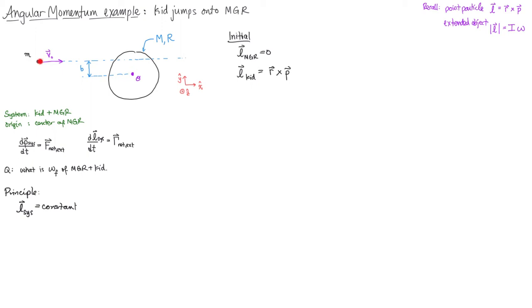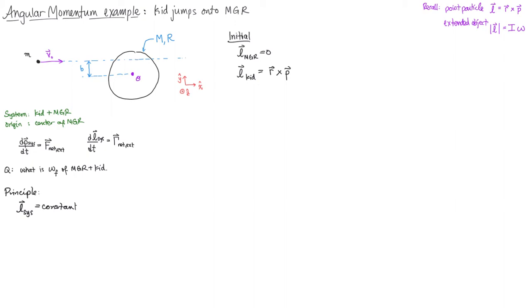So at which point should we think about the kid and the angular momentum associated with that kid? Well, it turns out it doesn't matter, because as you can see, if m is fixed and p is fixed and there's no torque on this kid, the child's angular momentum cannot change. So no matter where you compute the angular momentum, no matter where the kid is along this path, right up until he or she lands on the merry-go-round, the kid will have the same angular momentum.